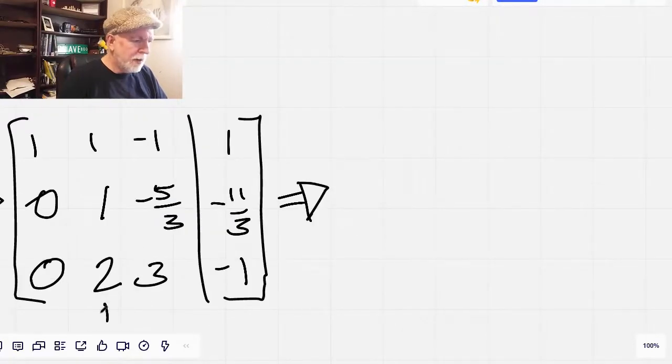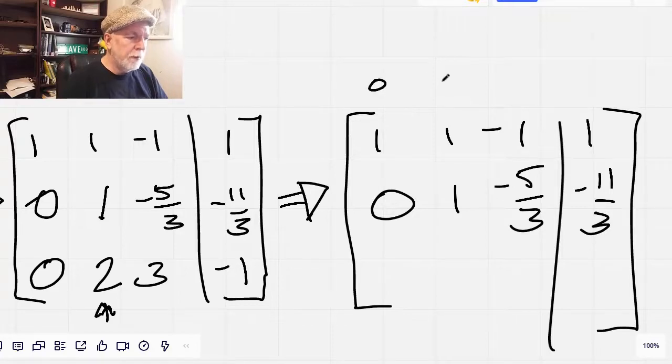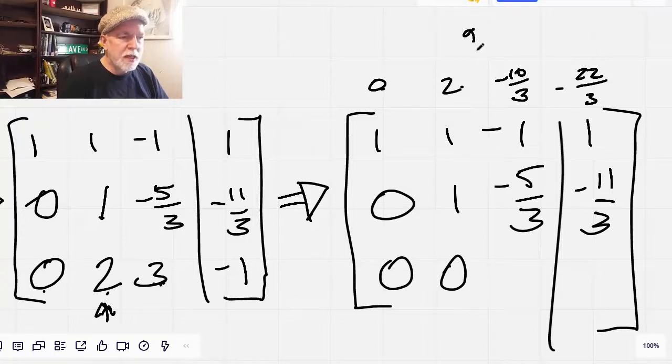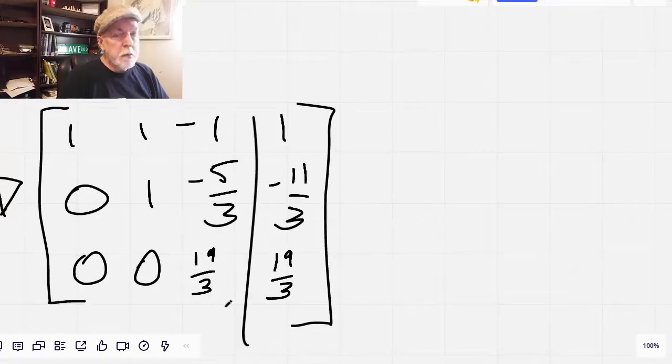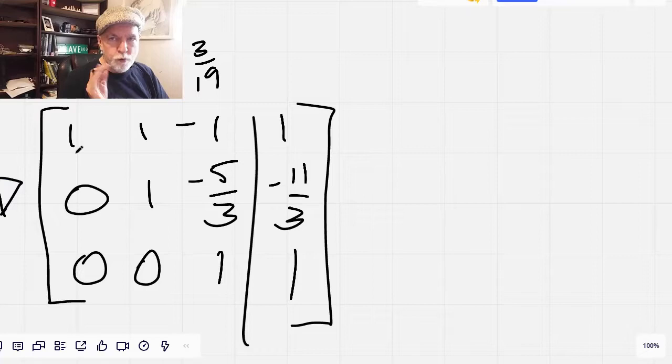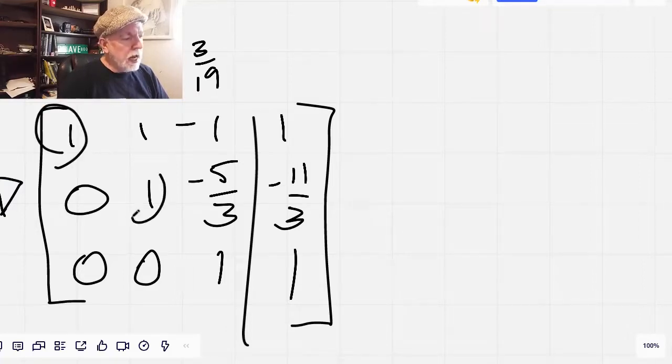We want this 2 to become a 0, so let's subtract from it twice this second row. We'll write those numbers up here just for reference. This is twice this second row. And now we'll subtract. 0 minus 0 is 0. Yay. 2 minus 2 is 0. 3, so 9/3 minus 10/3 is 19/3. And -1, that is -3/3 minus 22/3 is again 19/3. Now we'll just multiply this bottom row times 3/19, so we end up with a 1 in either slot. Voila! We now have 3 leading 1s.